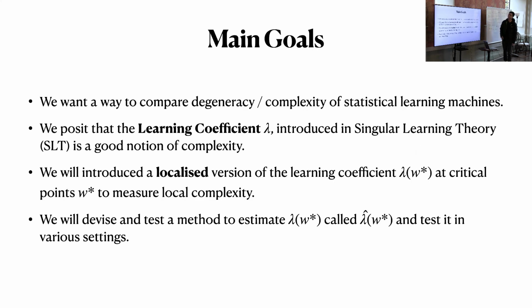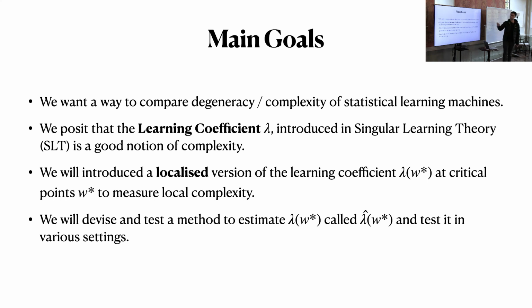Okay. All right. So the main goal is we want a way to compare the notion that we chose a very neutral word called a degeneracy or complexity of statistical learning machines, right? And we posit that the learning coefficient lambda, the RLCT, and the other name for it, introduced in SLT is a good notion of complexity. You can say that it is the right notion of complexity if you want to be provocative.